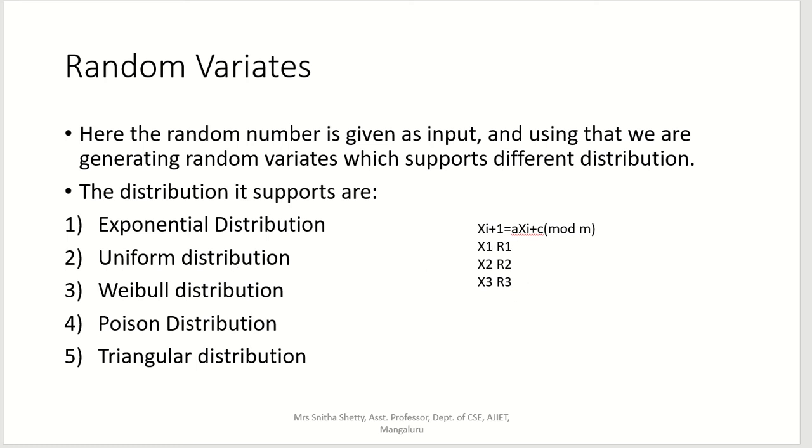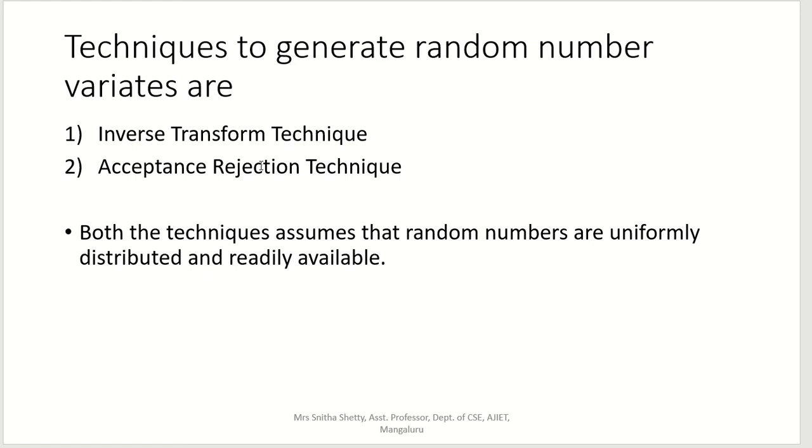So the name is the inverse transform technique. This is reverse engineering. From r1 you are generating x1. In the previous chapter, if you know x1, we used to generate r1, right? Similarly here, if you know r1, you can generate x1. If you know r2, you can generate x2.